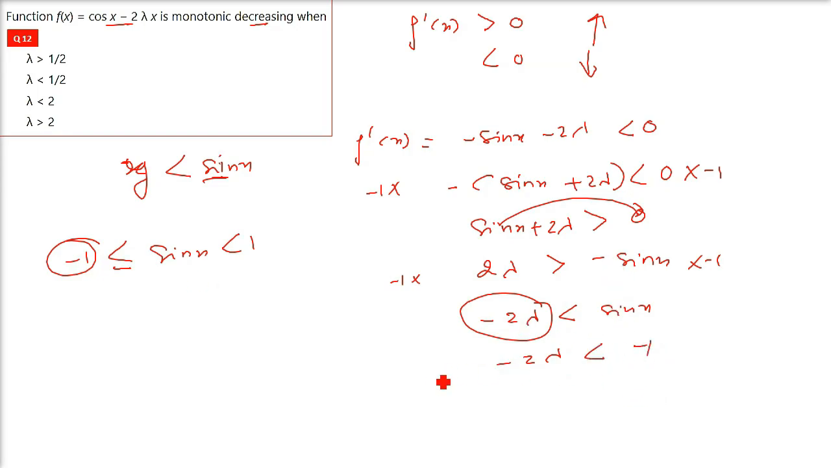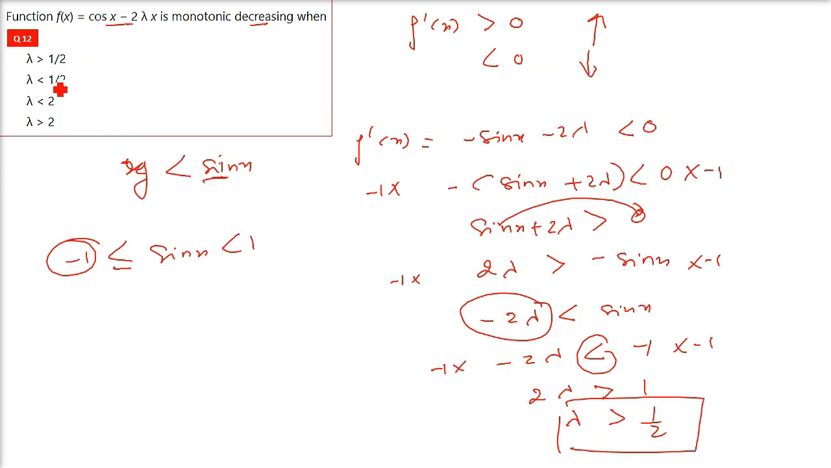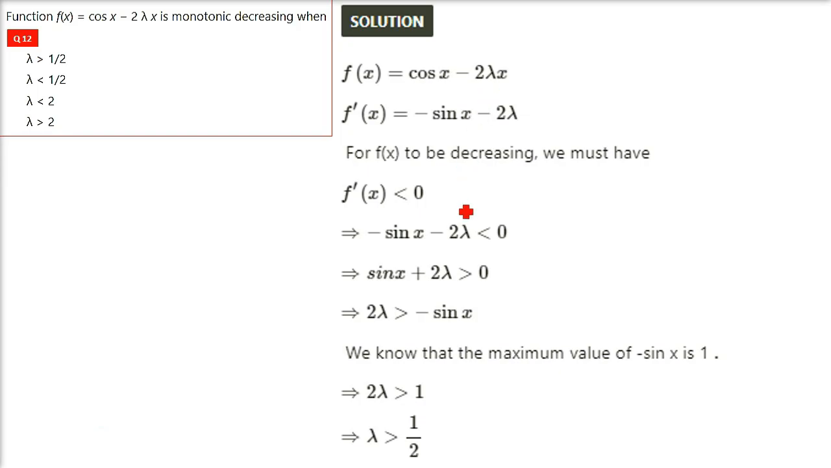Again multiplying by negative 1 on both sides, the inequality will change. It is going to be 2 lambda greater than 1, so lambda is greater than half. This lambda greater than half is the option being provided, and that is what we are going to use. So this is how you are going to go about it. Dealing with negative may create certain problems, so always get rid of negative and then solve the way we have solved it here. Just differentiation and getting it greater than 0.